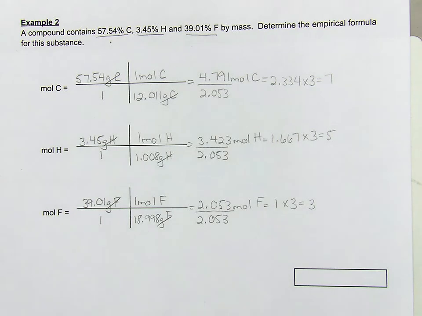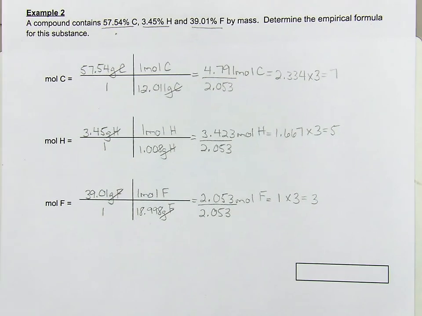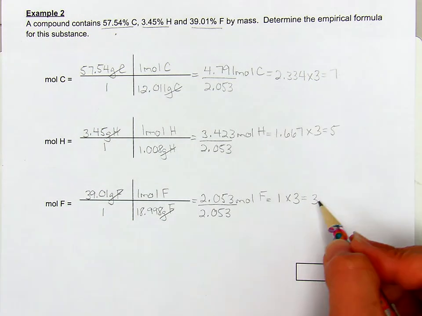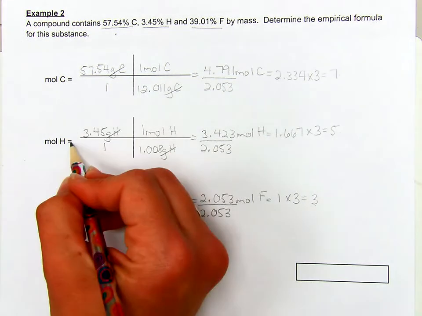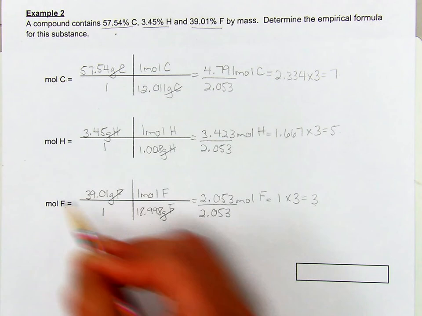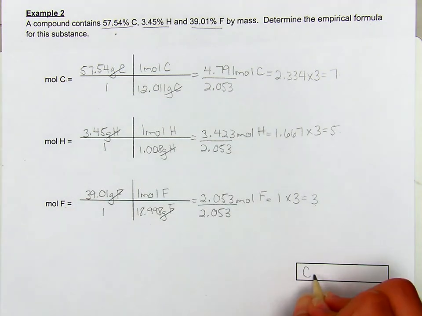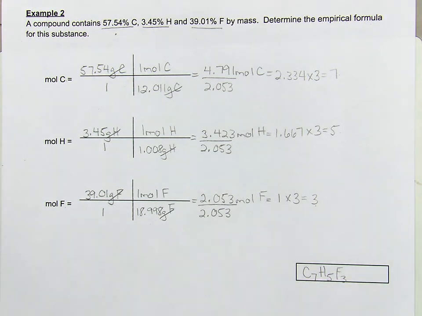So what you have found here is that the actual subscripts for the elements are given now in whole number ratios. For carbon, that will be 7. For hydrogen, that will be 5. And for the fluorine, that will be 3. So what does all this mean?